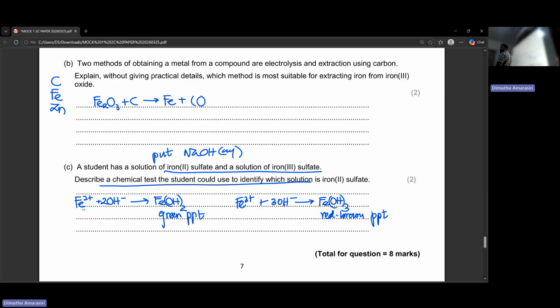That's for the sulfate test. The two solutions have the difference of iron 2 and iron 3. The difference is between the iron 2 ion and the iron 3 ion. For that, you add sodium hydroxide. Cations were precipitated with sodium hydroxide.